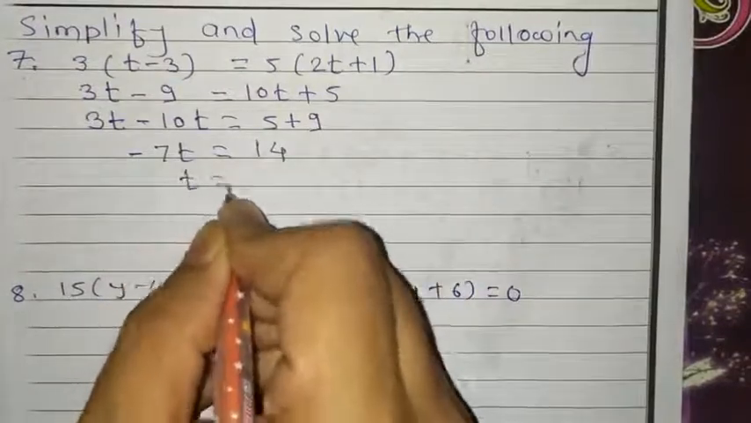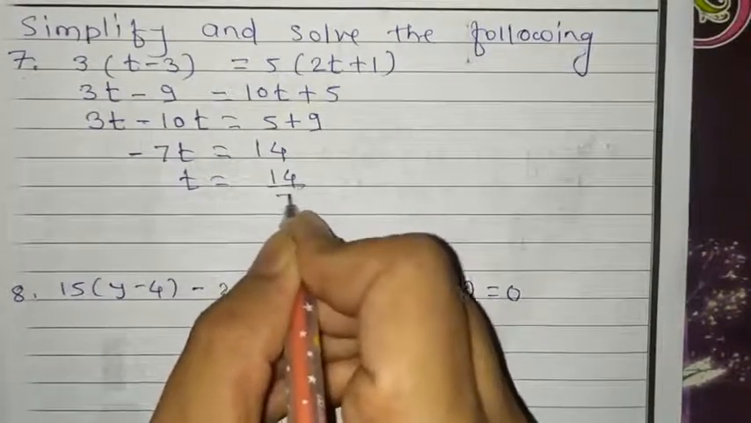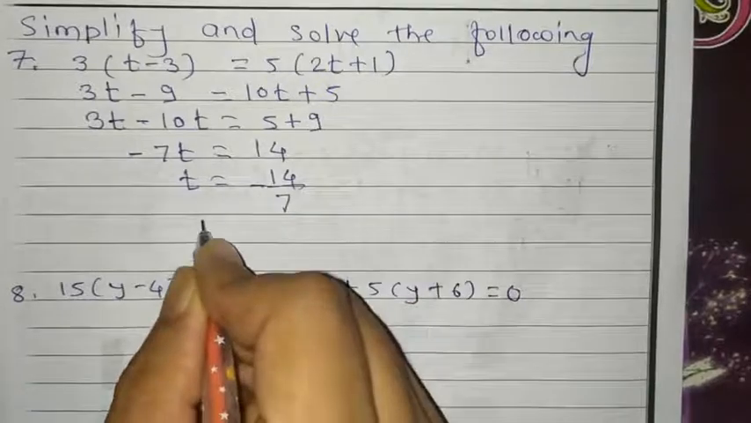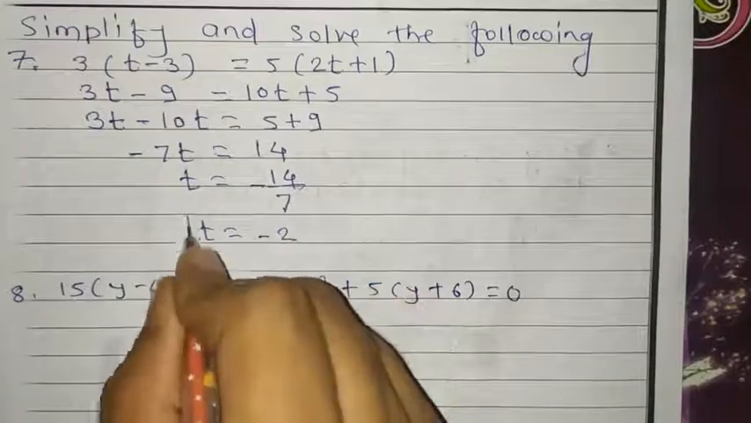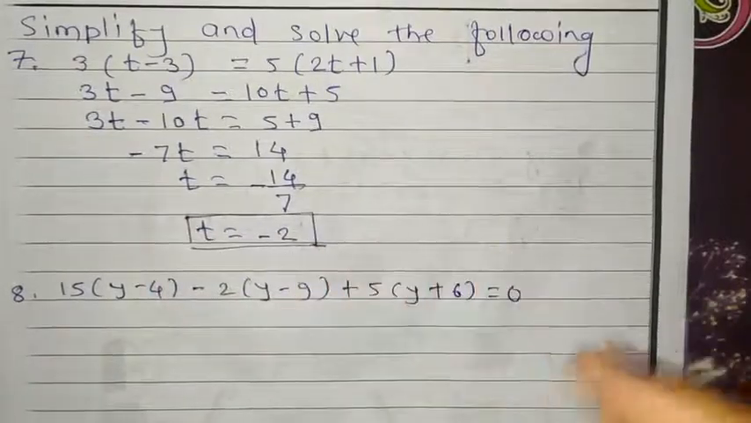So it means t equals 14 upon 7, with the minus sign. So t equals 14 by 7, so it is minus 2. So finally we solve that easily. Now we will go to the 8th one.